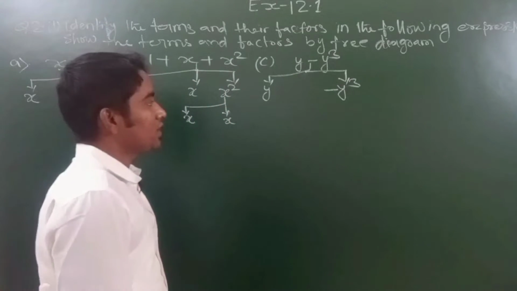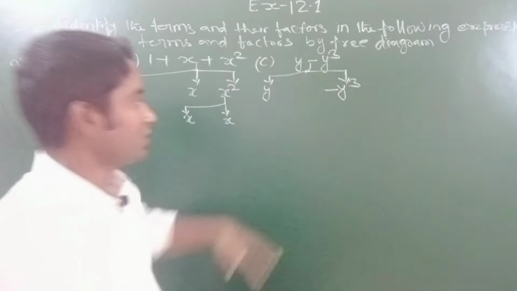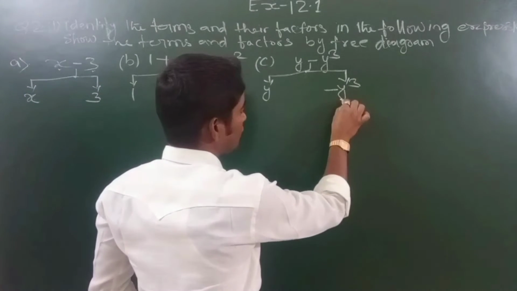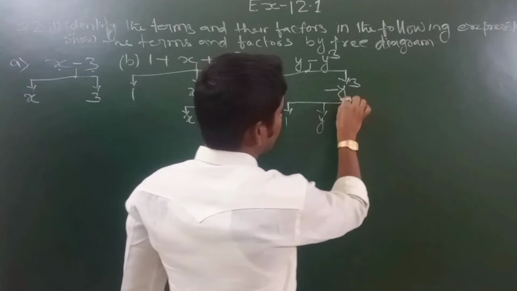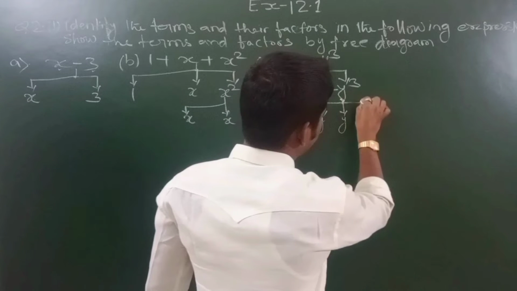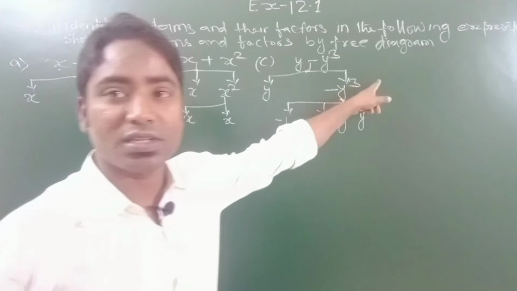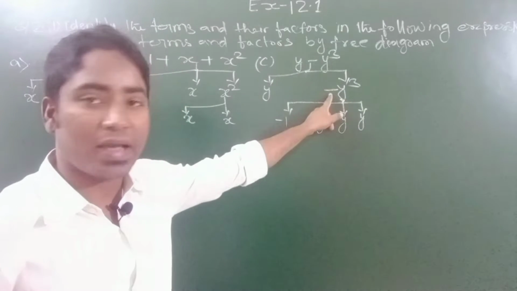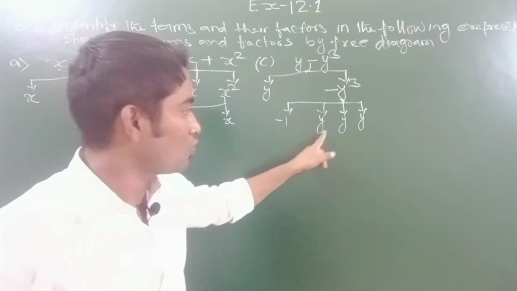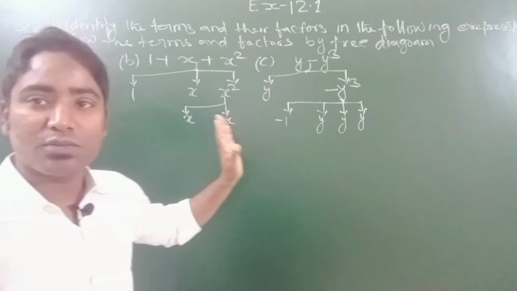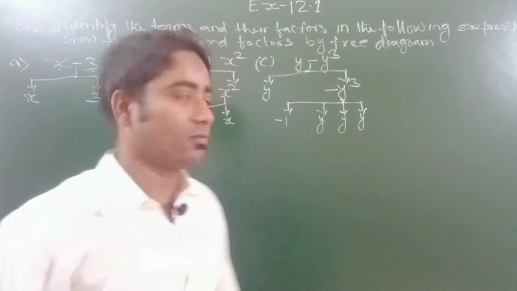Now this y is already in the simplest form. Then coming to the next, here we have minus y cube. If you break it, then you will get here minus 1, then here you will get y, then here you will get again y, and then again y. Why? Because y raised to power 3 is there, so y is multiplied 3 times, and here the minus sign is there, so minus 1. So minus 1 into y gives minus y, minus 1 into y into y gives minus y square, then minus 1 into y cube gives minus y cube.